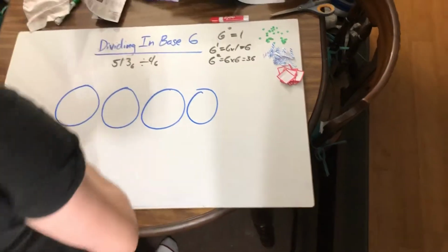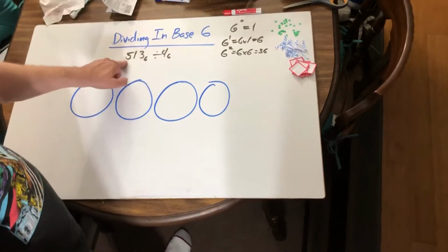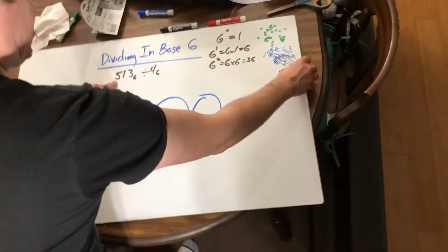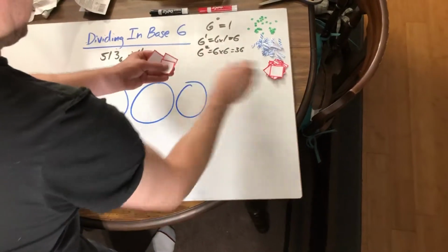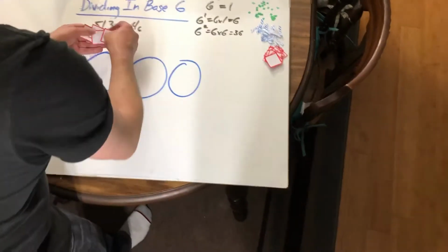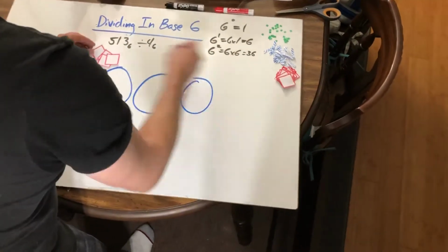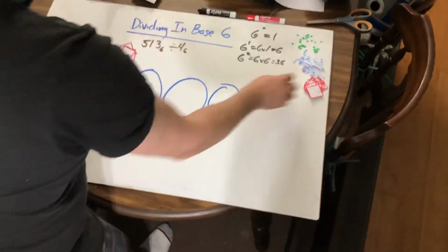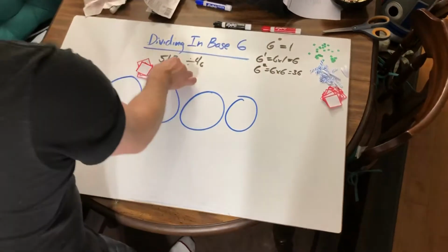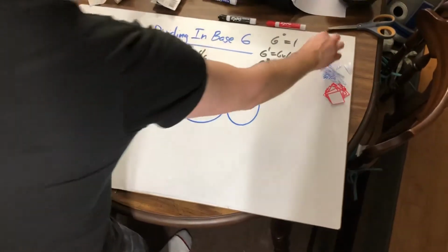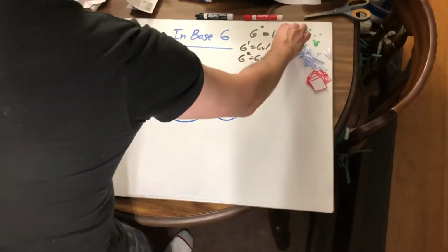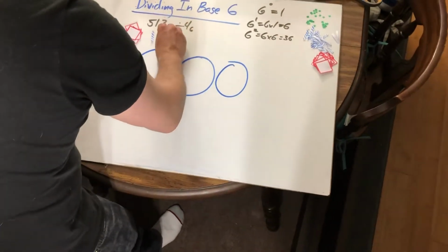Now, what I'm going to do first is take each one of these. Because I have 5 hundreds, I'm going to represent that by 5 of our 6 to the power 2s. So here's 1, 2, 3, 4, and 5. Then in the middle place, I'm going to have 1 of our 6 by 1s, and in the ones place, I'm going to have 3 of our 1s. So that's how we're going to start that up.